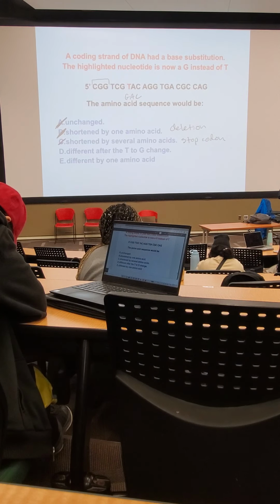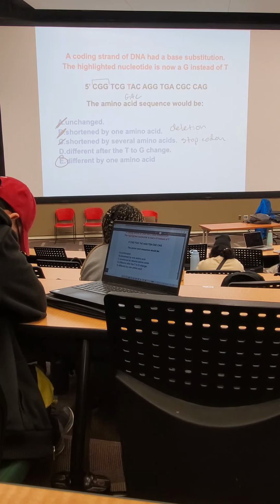Okay, D and E, different after the T to G change. That's kind of a throwaway. I think the best here is different by one acid. And you can actually show that by looking at your codon table.